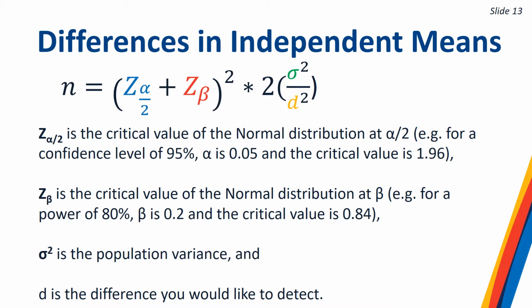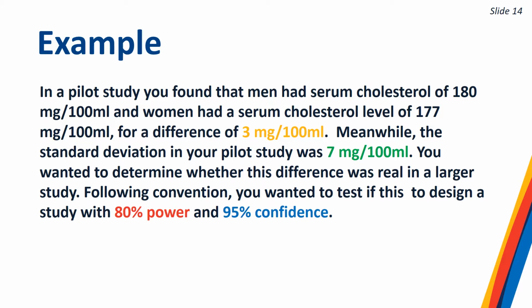An example of this is on slide 14, in which we want to create a study to detect a 3 milligram difference in serum cholesterol between men and women. You see men got 180 milligrams per 100 milliliters, and women had 177 milligrams per 100 milliliters. And this was in a pilot study, and you want to see, well, in a larger study, if this is true.